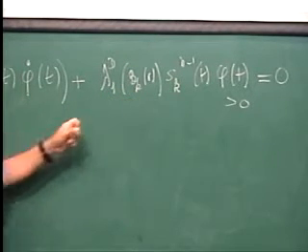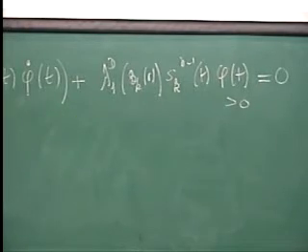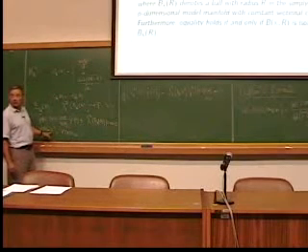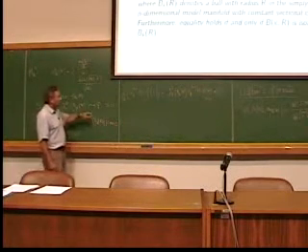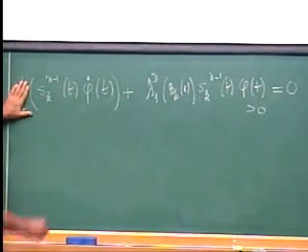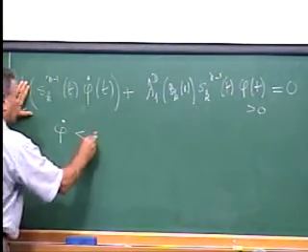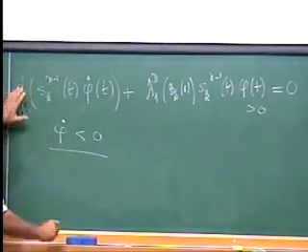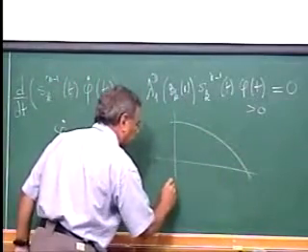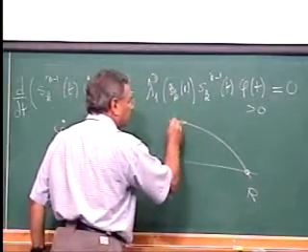So this means that this derivative here must be negative, and this starts from 0. So this means that the derivative of phi must be negative. So the picture is like this. You have here 0, r, the function vanishes here. Here it's like this.